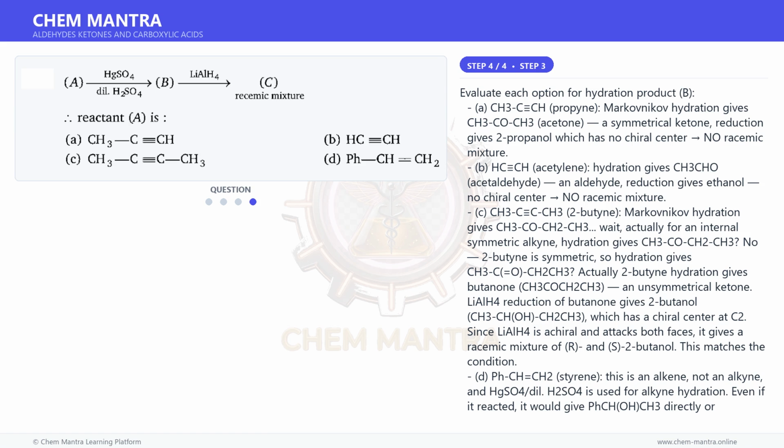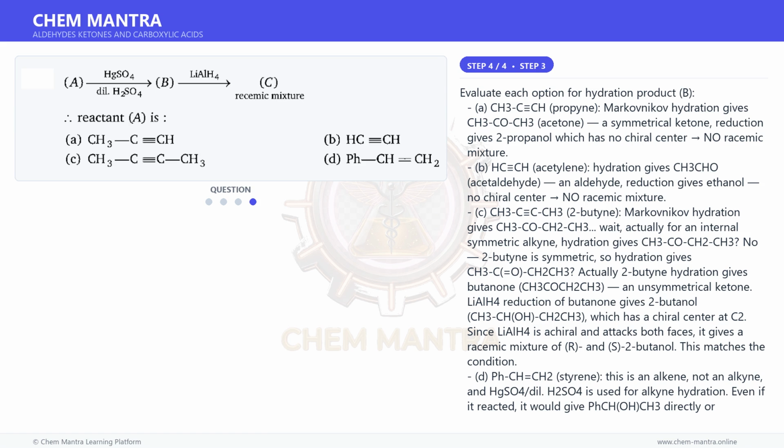LiAlH4 reduction of butanone gives 2-butanol, CH3CH(OH)CH2CH3, which has a chiral center at C2. Since LiAlH4 is achiral and attacks both faces, it gives a racemic mixture of R and S 2-butanol. This matches the condition.